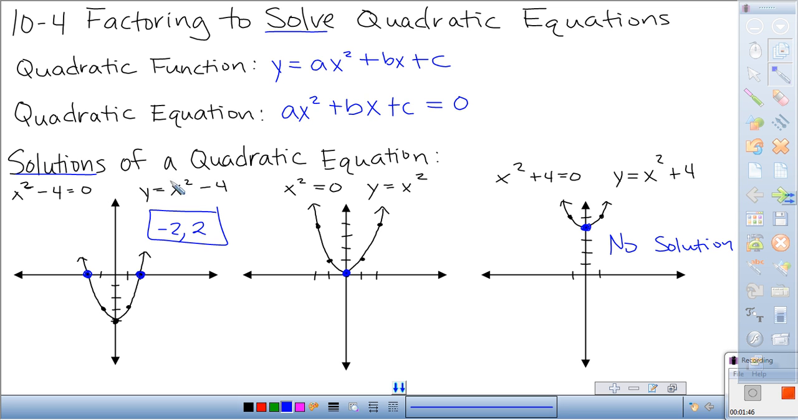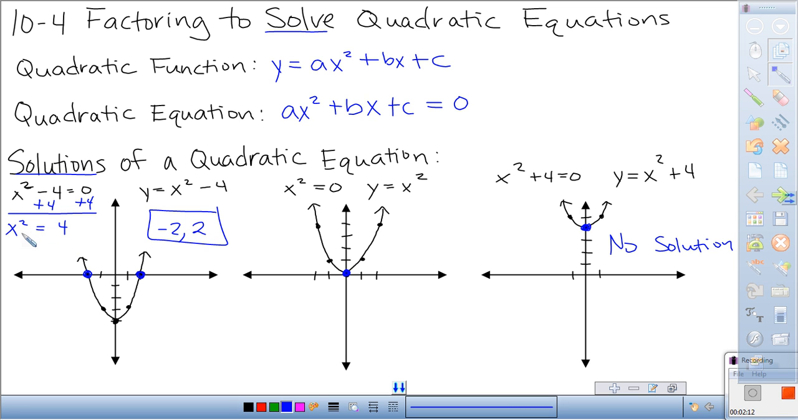But there's a way to find that. To find the solutions of a quadratic function, you just have to solve its related quadratic equation. So if this is our quadratic function, then its related quadratic equation is x squared minus 4 equals 0. So we just need to solve for x. So what would you do first? Well, add 4 to both sides to get rid of that. So you end up with x squared equals 4.